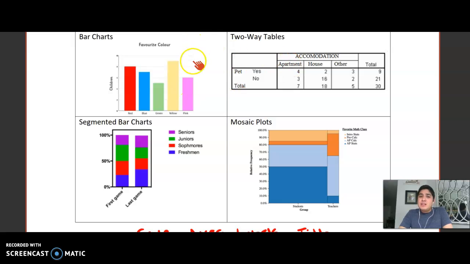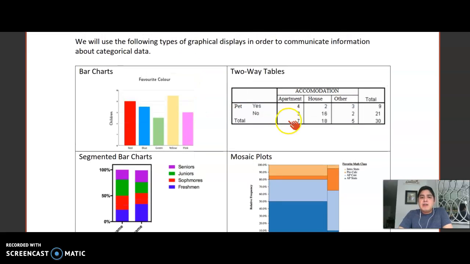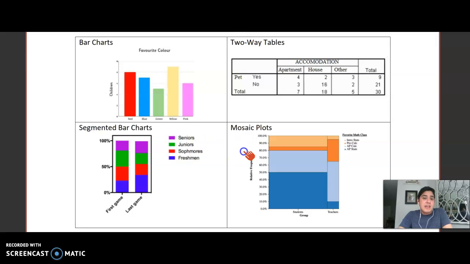Two-way tables might feel a little bit familiar, but this is what we're talking about here, is these numbers in here, these are the frequencies. Notice that 4 people live in an apartment and have a pet. 2 people live in a house and have a pet, and 3 people have some other type of living accommodation and have a pet. So those are the frequencies, those are the counts, those are how many people belong to that category. Now, the 2 newer displays to you might be a segmented bar chart and a mosaic plot.